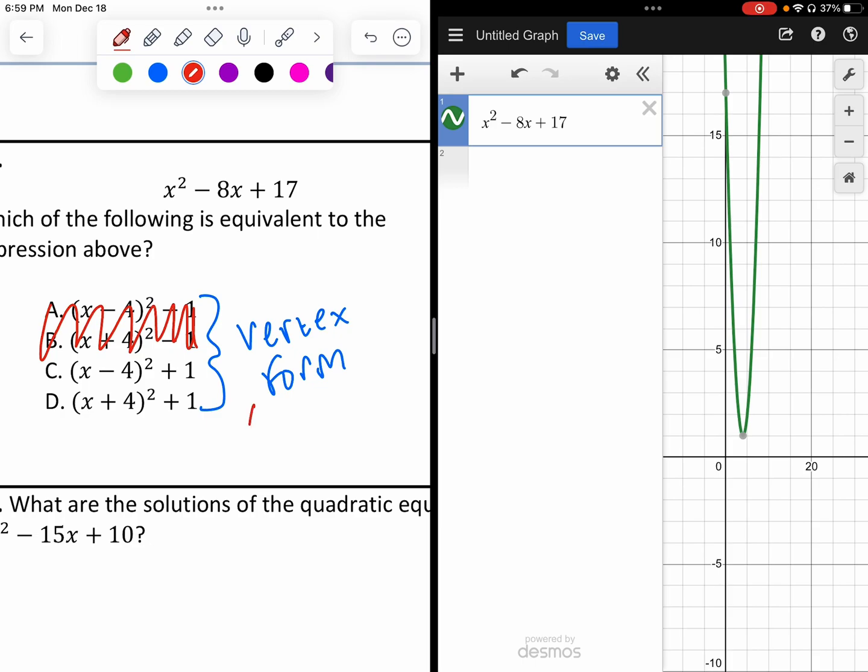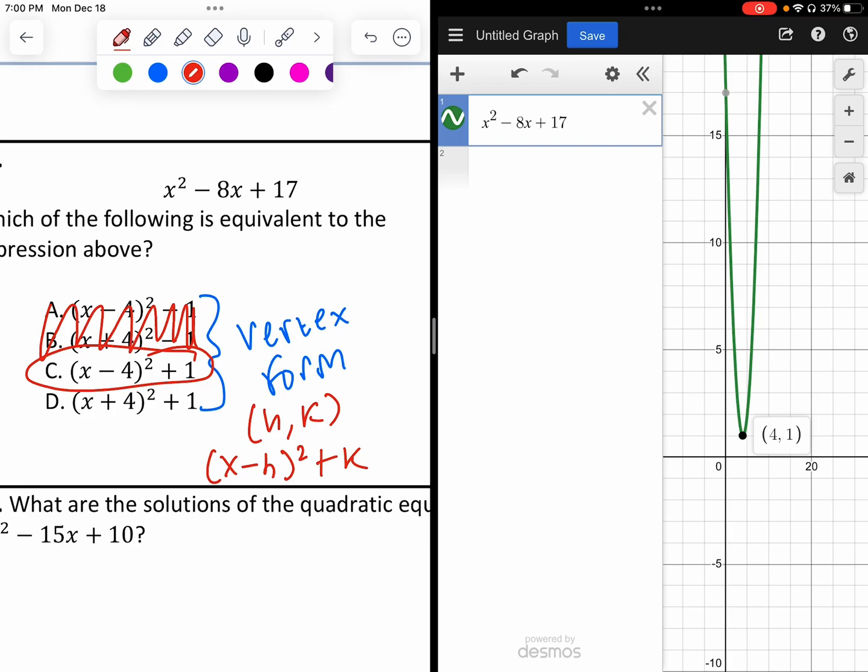Okay, remember vertex form is (h, k), where it is (x minus h) squared plus k. So the sign always flips on h. So if we have a positive 4 here, which we do, it will be x minus 4. So in this case, it would be C. So you have to be careful with that.